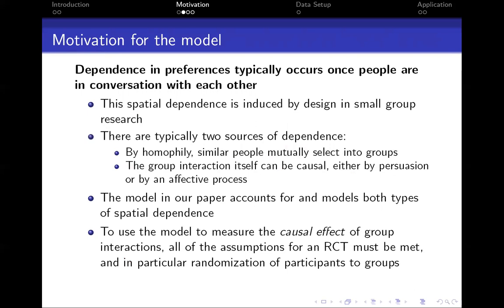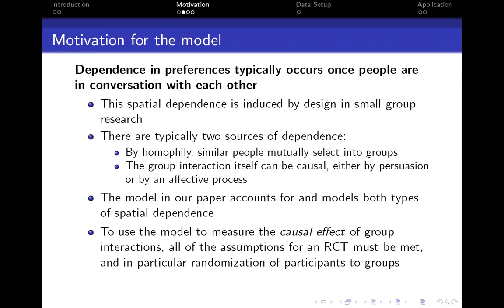And the other way that you can get dependence is if the group interaction itself is causal. So for example, if that interaction leads to persuasion or some other effective process that induces some dependence in preferences. And so the model that we present in the paper accommodates and models both types of spatial dependence. So if you have either or both of these types of dependence, you really need to use a model like the one we propose to accommodate the fact that there is dependence in small group research.